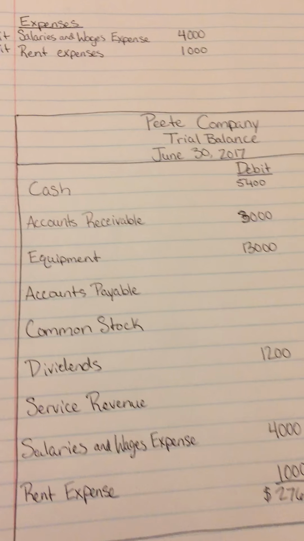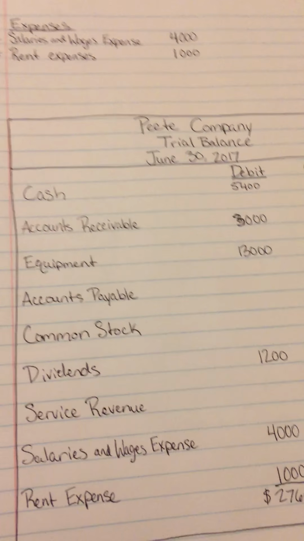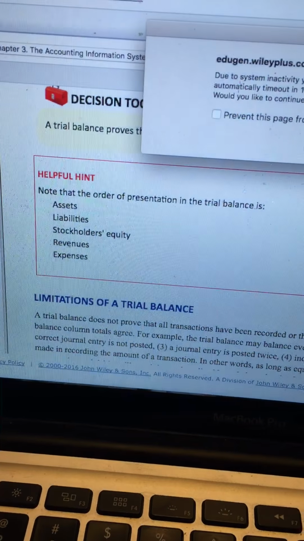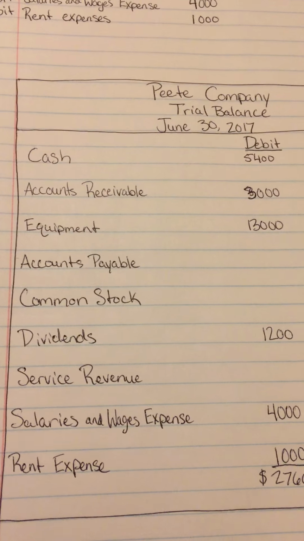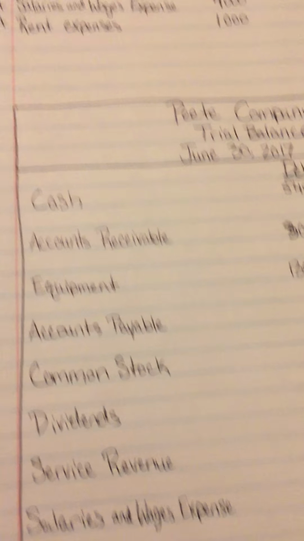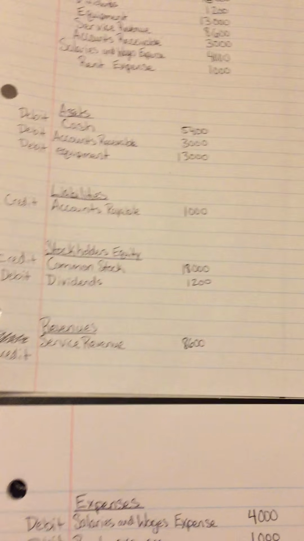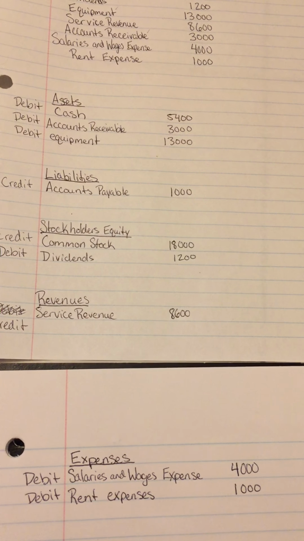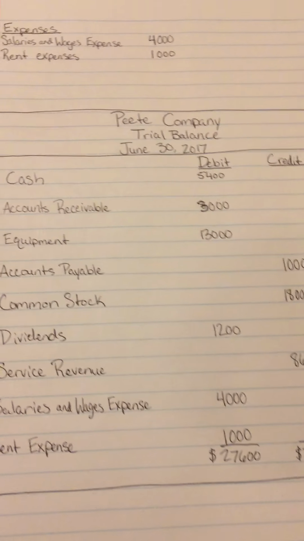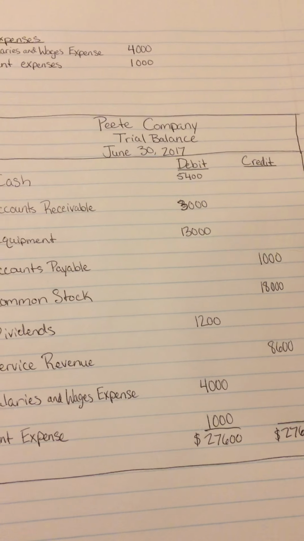So you list out your accounts in the order that we talked about, meaning this one over here: assets, liabilities, all that. And you don't include the amounts, you just include the account names. So it's definitely important to have that order memorized: the assets, liabilities, stockholders' equity, revenues, and expenses, because that's how you're going to read the trial balance sheet.